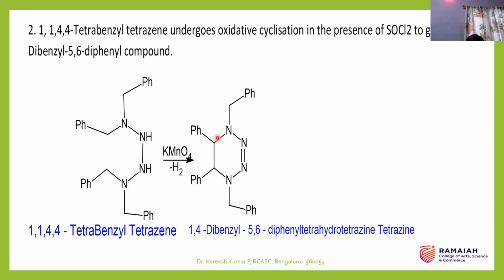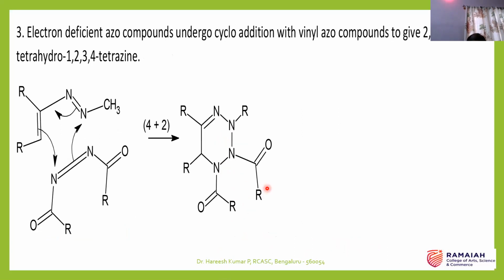Okay, so after this, how can you name it? Only this position N comma N, otherwise 1,4-dibenzyl, 5,6-diphenyl. Then tetrahydro. Why is it tetrahydro? There is no double bond here. There is no double bond here. That is the reason. Tetrahydro tetrazine is the name of this product. So with this, I will go to the next slide.